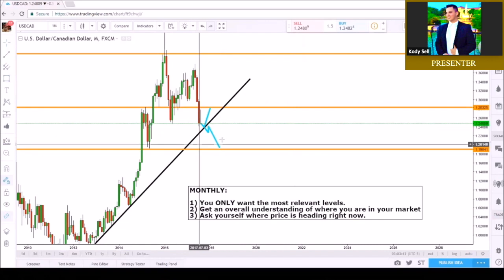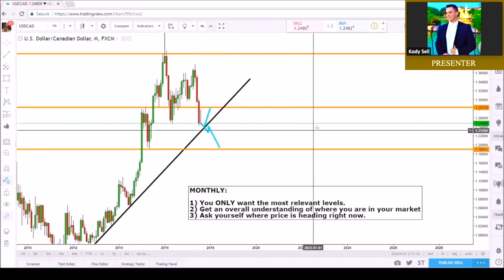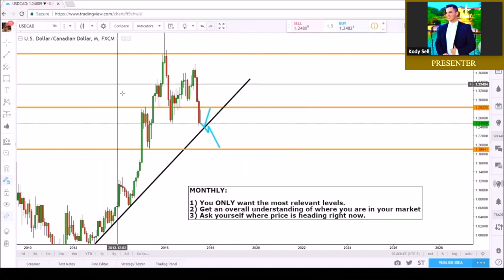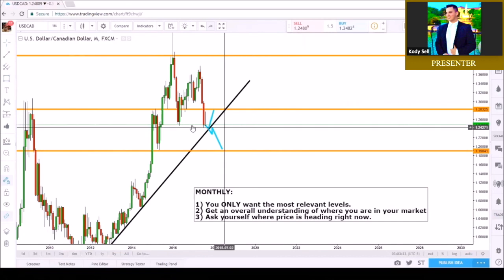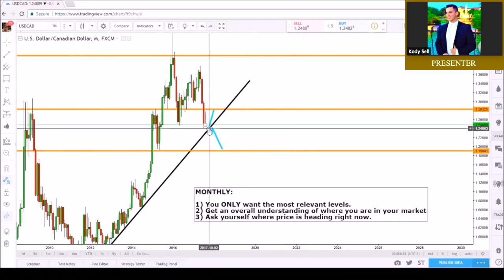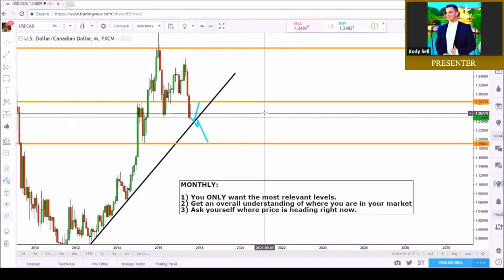We have our relevant levels marked, only the ones that are close that we could be interacting with soon. We have our overall understanding of where we are in the market. We're sitting here kind of at equilibrium in the overall market. And we know that price should be heading to this next support area here. And we have our monthly bias. So that's all you guys need to be doing on the monthly.